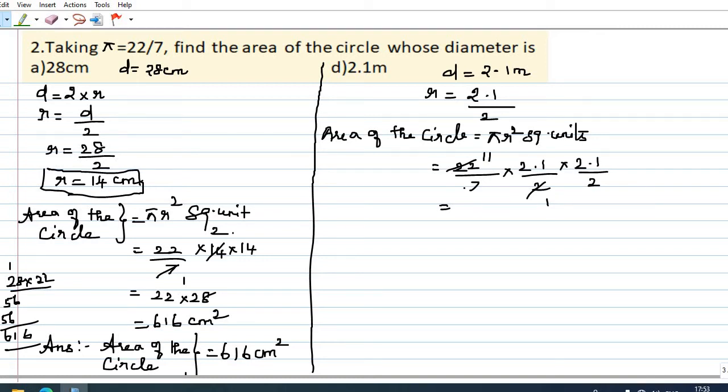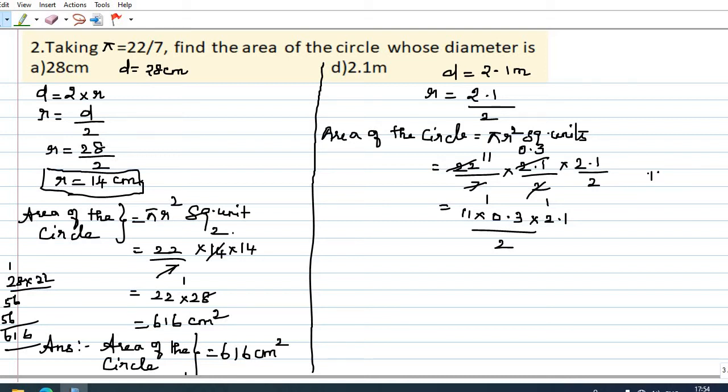Again 7 ones are 7, 7 threes are 21, but 0.3 you have to write because it is in decimal. So 7 ones are 7, I cannot divide with the 2, so I take the next 2-digit number, 7 threes are 21. So now what you have to do? 11 into 0.3 into 2.1 divided by 2. Just you have to do all these calculations here.